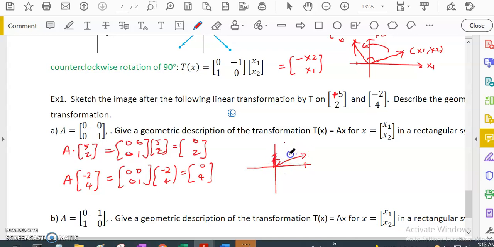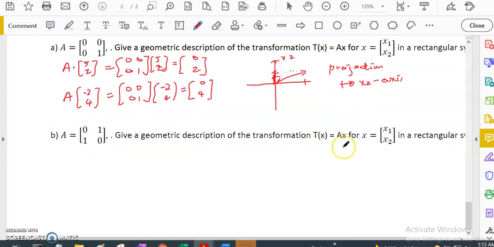So basically you map it, so you project your vector onto the x2 axis, right? So it's a projection. Projection to the x2 axis. Kind of like the shadows of this vector onto the x2 axis. So this is the geometric description.